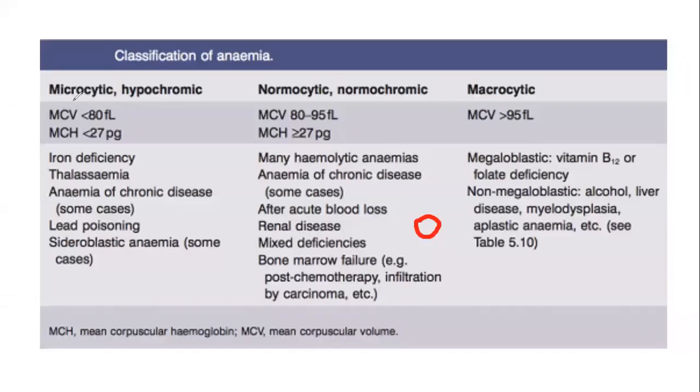Here, anemia classification: microcytic, normocytic, and macrocytic. Imagine this is the normal red blood cell. If the normal red blood cell size is normal, we call it normocytic, but anemia.